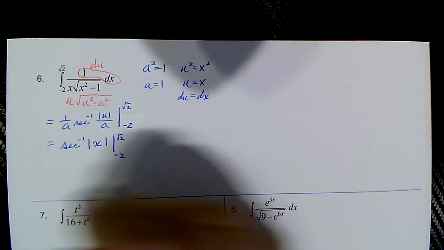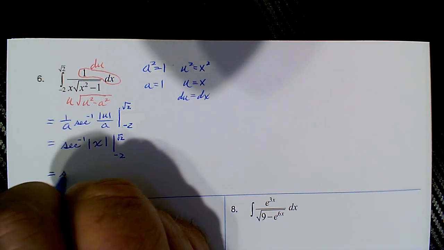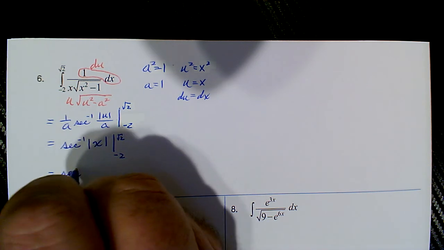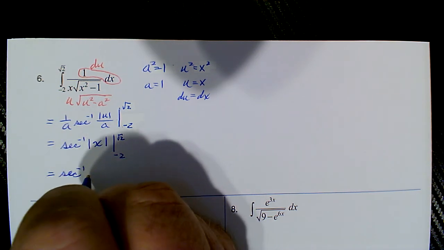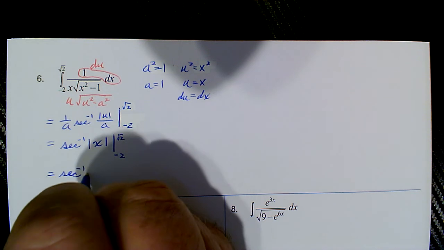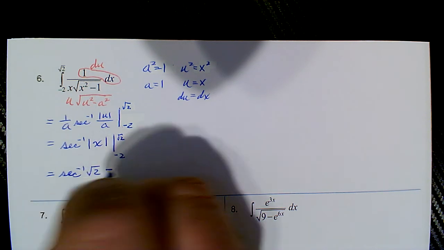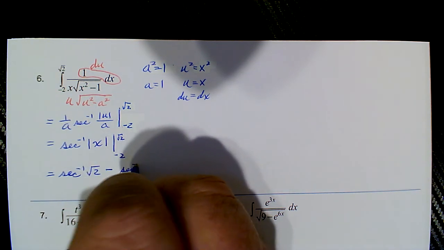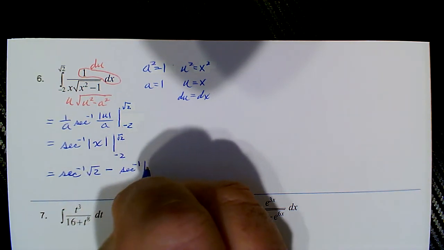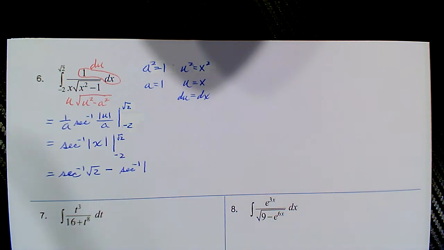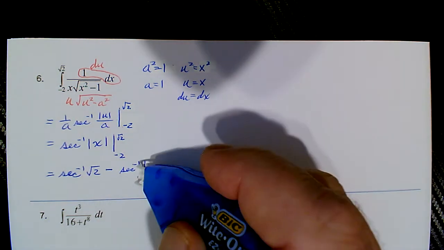And so then, by the fundamental theorem of calculus, we put in the upper limit. Inverse secant of absolute value of the square root of 2 is just the square root of 2, and then minus inverse secant absolute value of -2 would be 2.